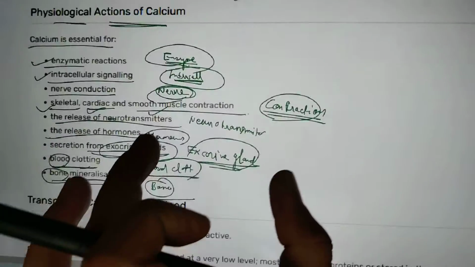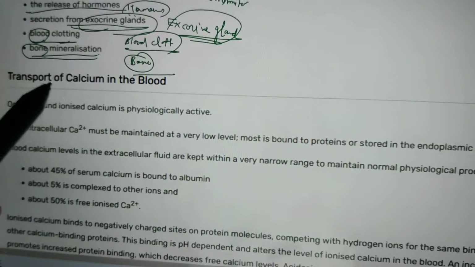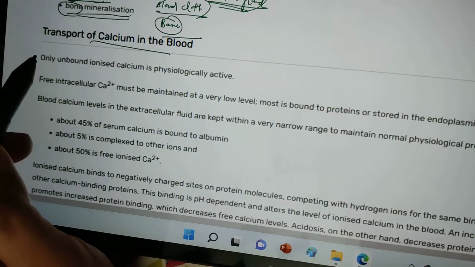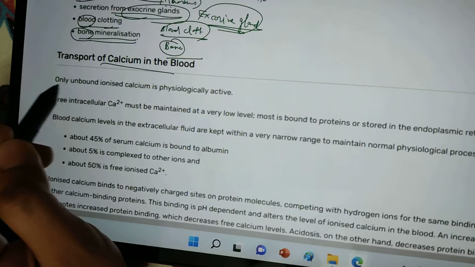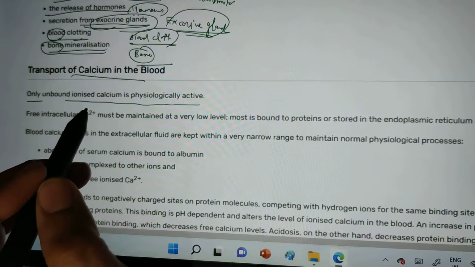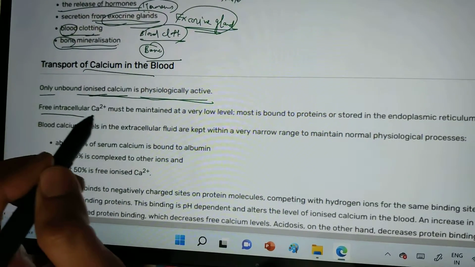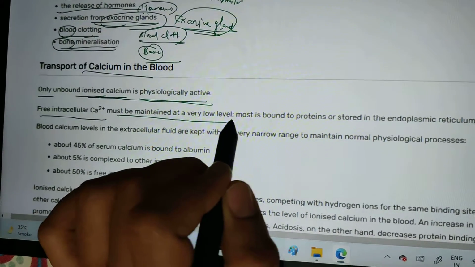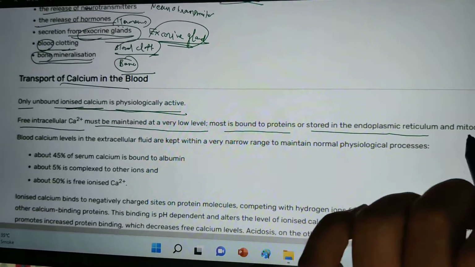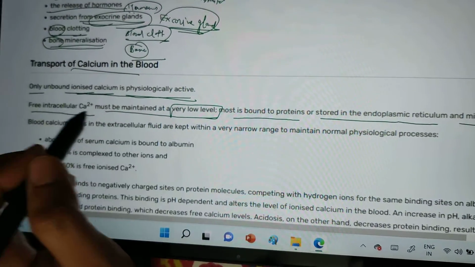Then transport of calcium in the blood. Only unbound ionized calcium is physiologically active. Free intracellular calcium must be maintained at a very low level. Most is bound to protein or stored in the endoplasmic reticulum and mitochondria.